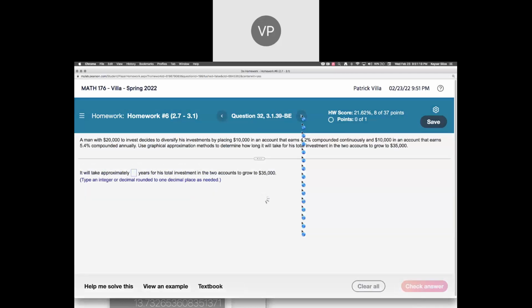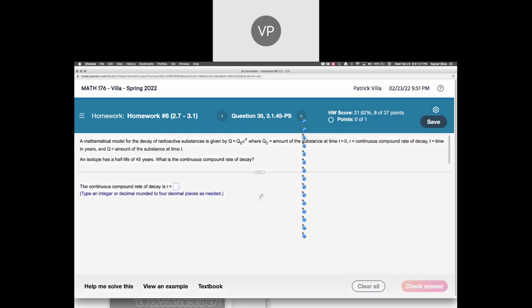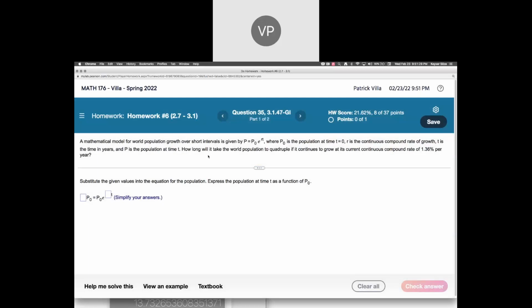Okay, and one more, or is that it? Yeah, number 35. So we have a couple. Mathematical model for world population growth over short intervals is given by this. Now notice this looks just like the A equals PERT formula. And what they're saying is when the time is 0, when it starts off as nothing, P naught, P sub 0 is the initial. Let me just say that's the starting population.